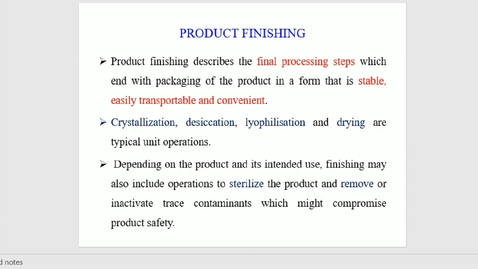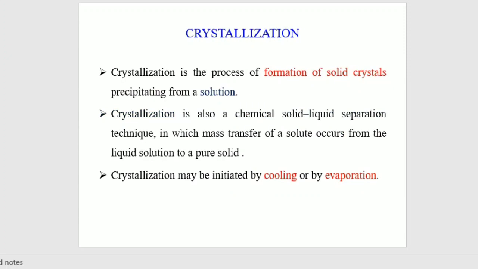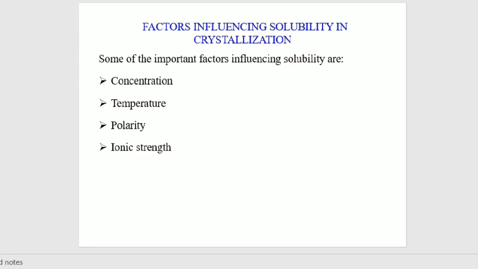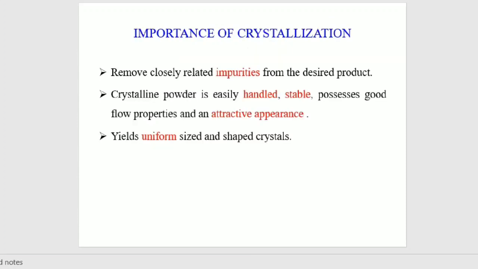Crystallization, desiccation, lyophilization and drying are typical unit operations used in the product finishing step. Now crystallization. It is a process of formation of solid crystals precipitating from a solution. It may be initiated by either cooling or by evaporation. Some of the factors influencing solubility in crystallization are concentration, temperature, polarity, ionic strength, etc.